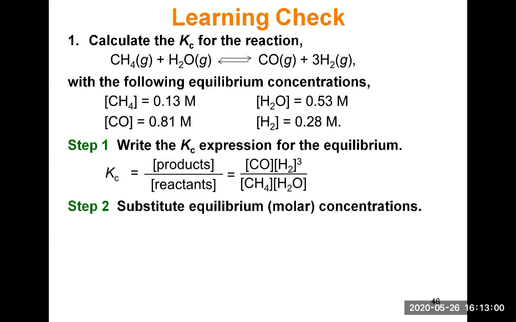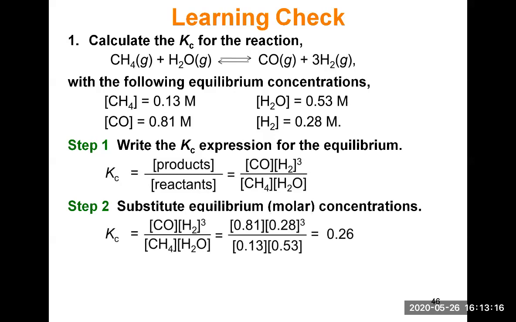Now let's substitute the values for the concentrations. Remember, brackets mean concentration in molarity, and that's what we are given. If you substitute the values, it looks like this: concentration of CO is 0.81 times concentration of H2, 0.28, raised to the cube, over concentration of CH4, 0.13, times the concentration of H2O, 0.53.